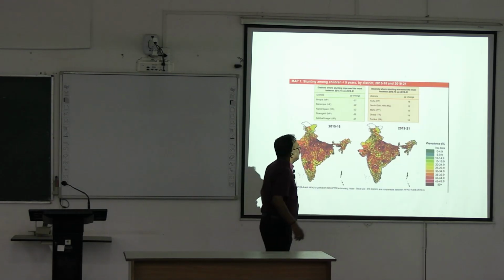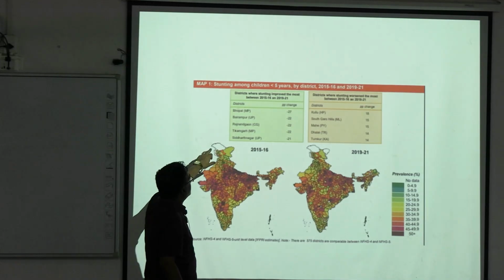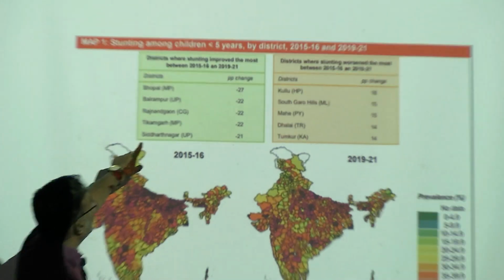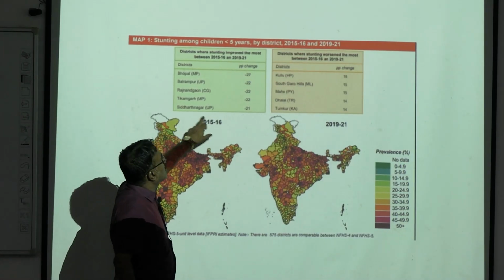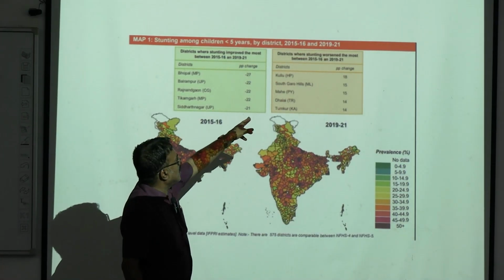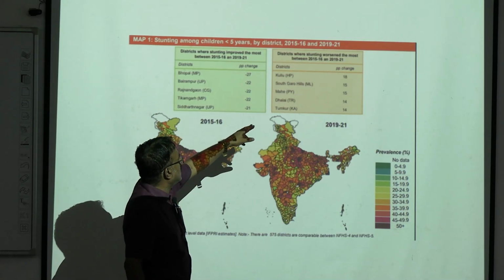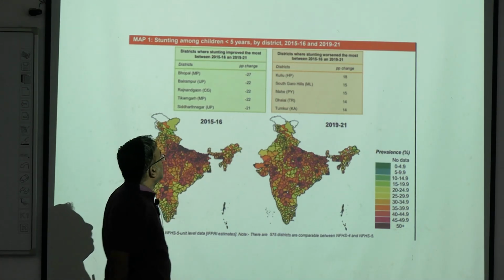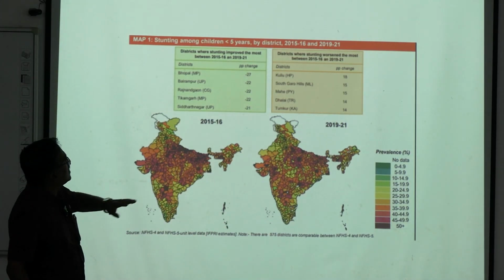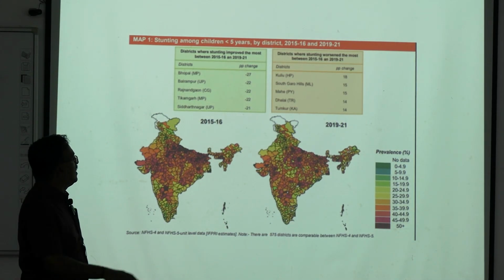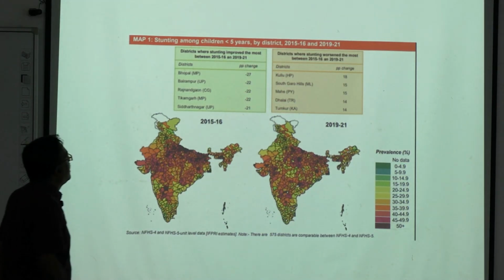Next. Now if you look again at the district levels where the stunting improved, Bhopal, Madhya Pradesh, Balrampur in UP, Rajnandgaon in Chhattisgarh, Tikamgarh, Madhya Pradesh, Siddharth Nagar in UP. On the other hand, Kullu as in Kullu Manali, Himachal, then South Garo Hills, that is in Meghalaya, Mahe in Pondicherry, and Dhalai in Tripura, Tumkur in Karnataka. These places again they have shown the stunting has worsened. Okay. So if you look at the maps, you can more or less see it. Next.